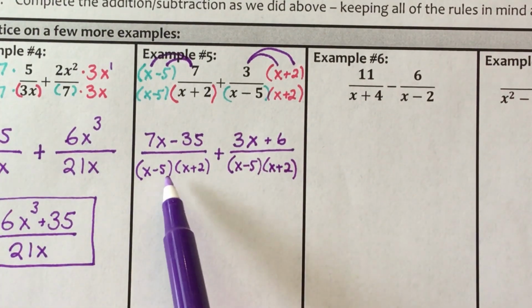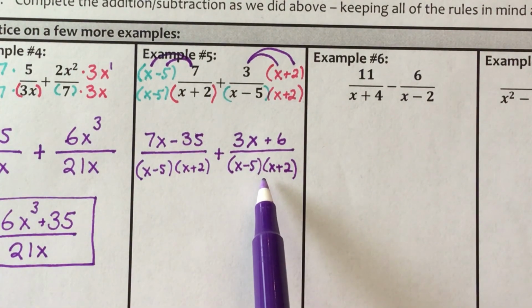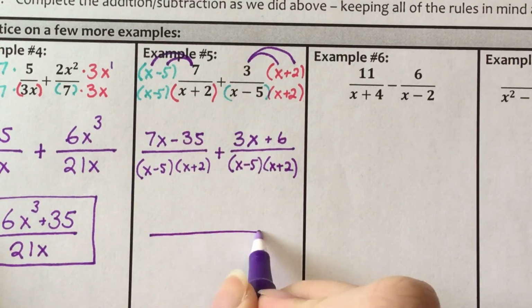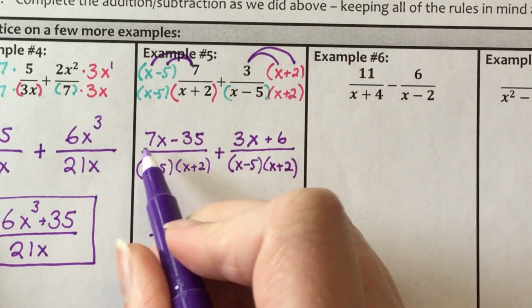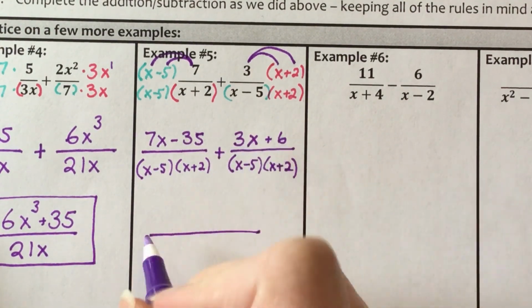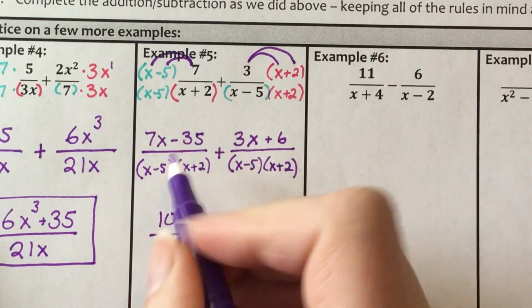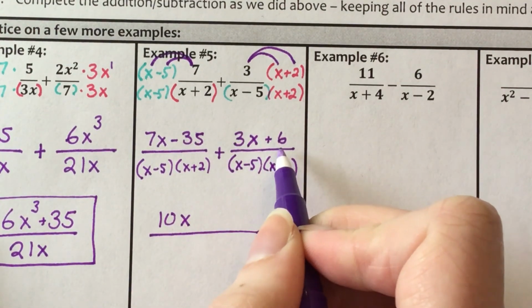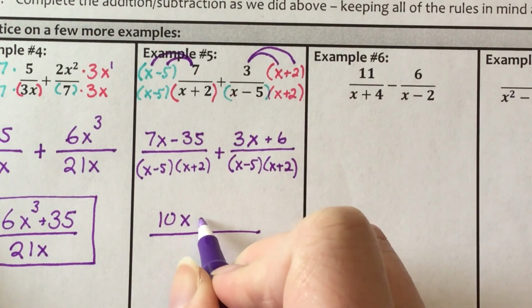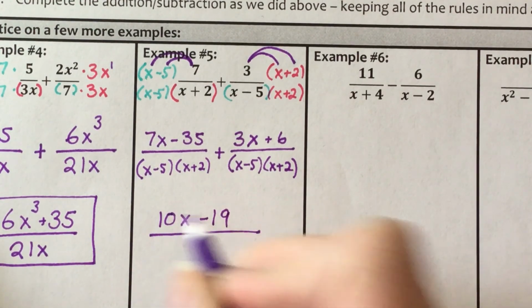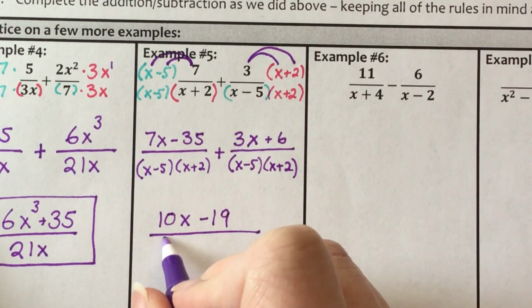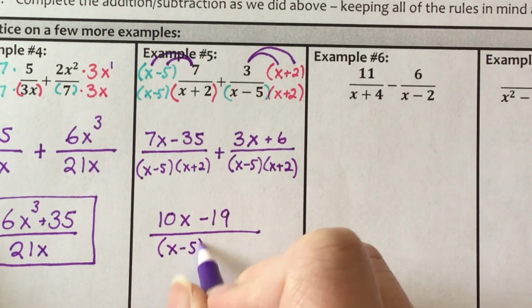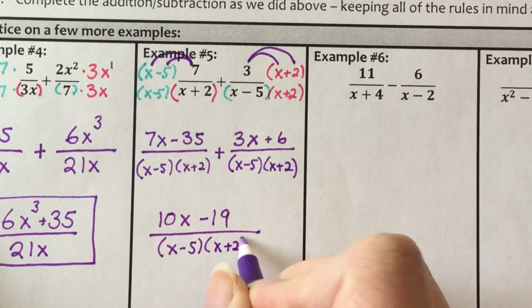Okay, at this step, both of your denominators should perfectly match, which means that we get to add. So 7x plus 3x is 10x. Negative 35 plus 6 is negative 19. And then keep your denominator and just leave it all factored out. X minus 5, x plus 2.